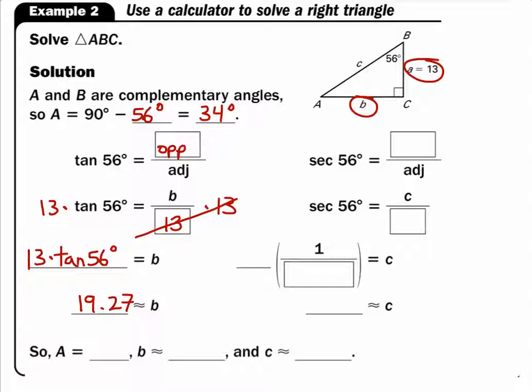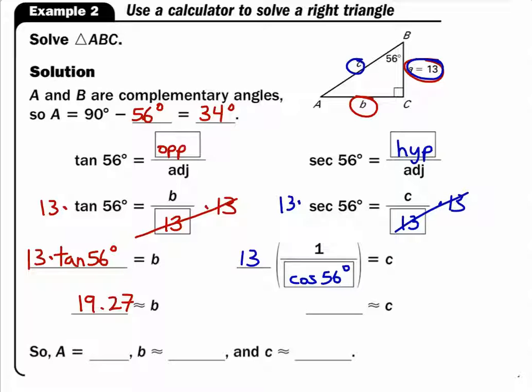So hypotenuse over adjacent. Okay, so the secant of 56 degrees is the hypotenuse over adjacent. So it's C over 13. And so then we're talking about how to get to C, you do 1 over cosine of 56 degrees, but then you have to multiply it by 13, because up here you had to multiply both sides of the equation by 13.